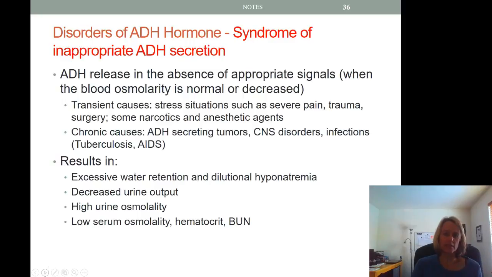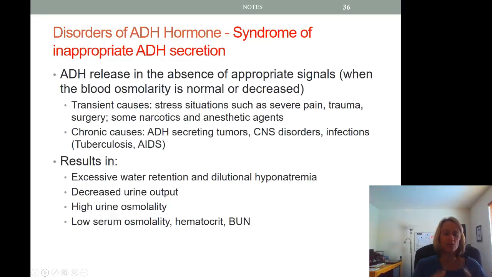On the opposite end of the spectrum, we have the syndrome of inappropriate ADH secretion. This is where ADH release occurs in the absence of a signal for its release. In other words, when the blood osmolality is normal or decreased. There are some transient causes, such as stress due to severe pain or trauma, surgery. Some narcotics and anesthetic agents can also cause this. Chronic causes include ADH secreting tumors, some central nervous system disorders, infections such as tuberculosis and AIDS.